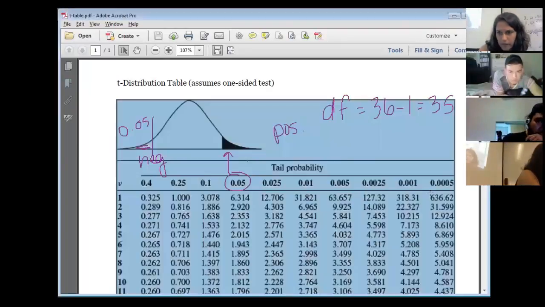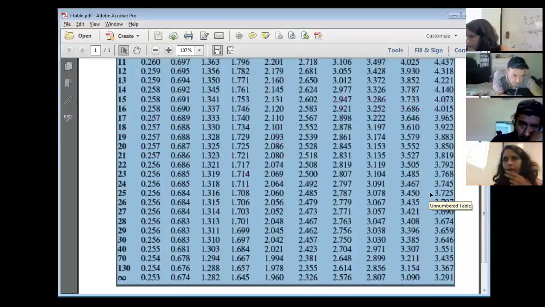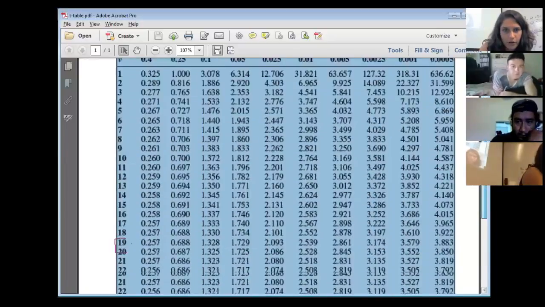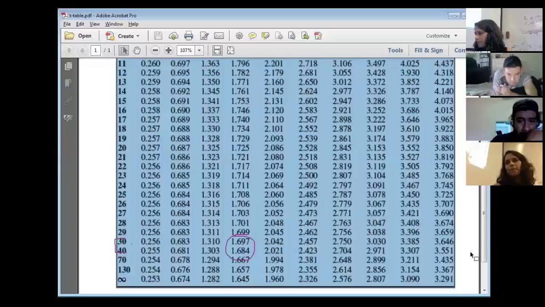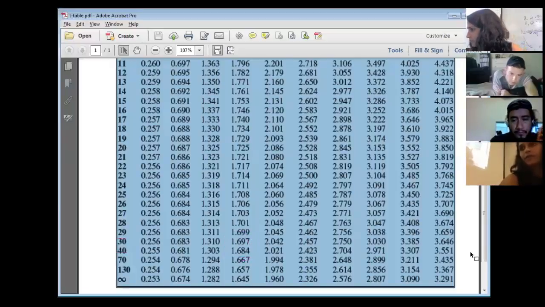So bear with me. I can go down here. 35. Okay, there's no 35. Of course, it's in between 30 and 40. Which column was I in? The fourth column. 30, 30, 40, and it was right here. So my critical values are someplace in between 1.697 and 1.684. So I would say, let's say 1.69, to round.